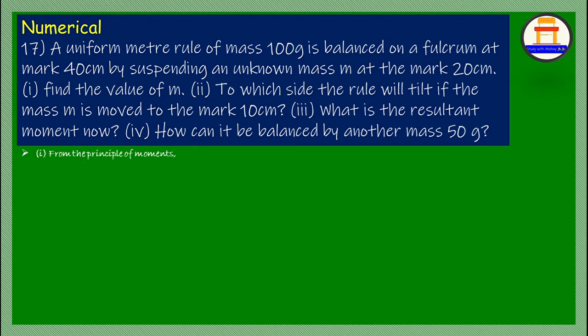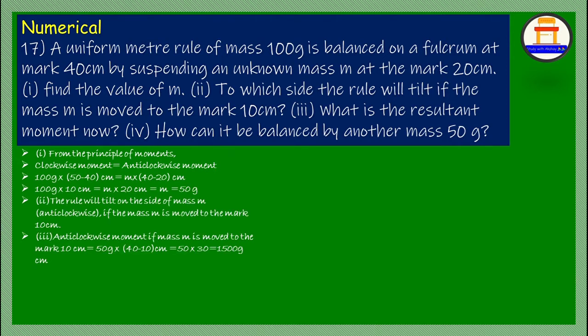From the principle of moments, please do adjust, the font size is small, clockwise is equal to anticlockwise, so and so. So we get m as 50 grams by using the principle of moments. Then the meter rule will tilt on the side of the mass, anticlockwise, since m is moved to the 10 centimeter mark. Which side did they ask? We have told anticlockwise side. Next, third question: what is the resultant moment? Anticlockwise moment, m is moved to mark 10. So 50 grams times so and so, we get 1500 gram centimeter.